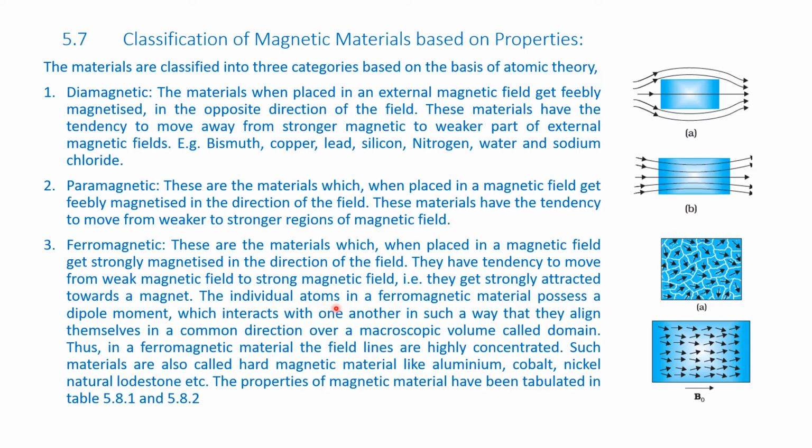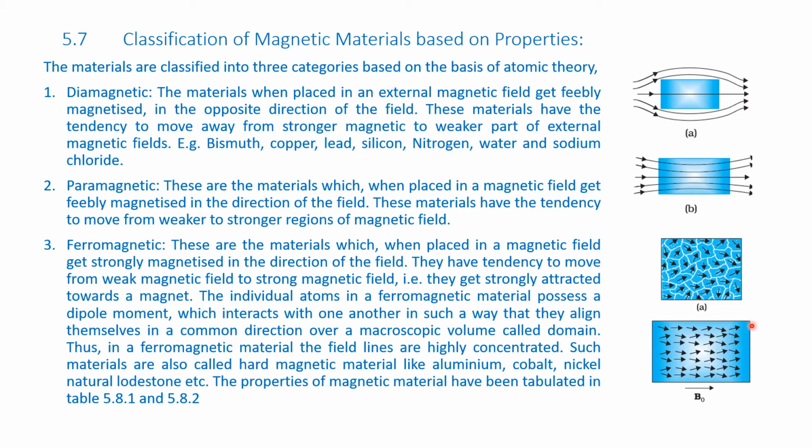The individual atoms in ferromagnetic material possess a dipole moment. Please see this figure which I am showing. These are the magnetic dipoles which attract one another in such a way that they align themselves in a common direction.